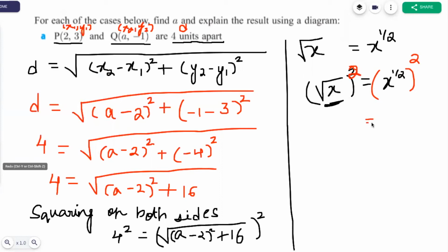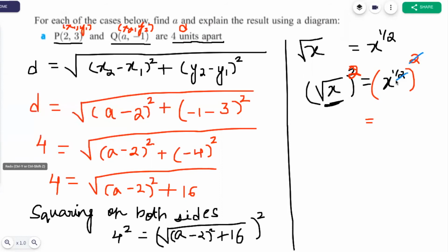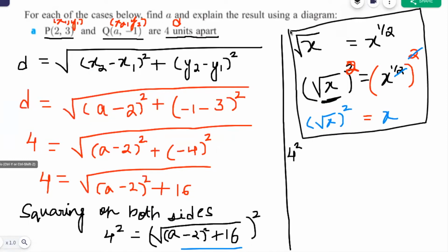Now when you solve this, why does the root disappear? Because this 2 and this 2 get cancelled. It is coming from your knowledge of exponents. That is why root x whole square will be x. I used this concept when I was solving the right hand side of this question here. Now this will be 4 square. I've just shown you from where it is coming. It is not a part of the question and it is just a concept for you.